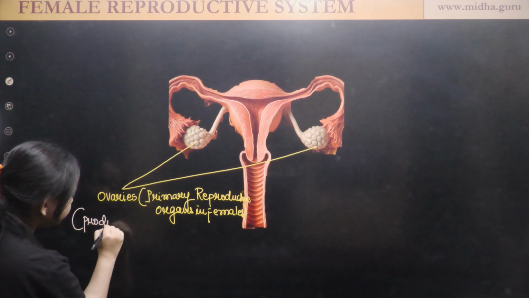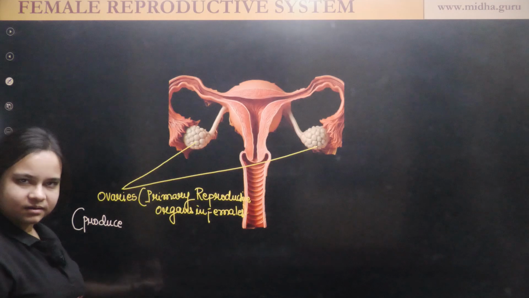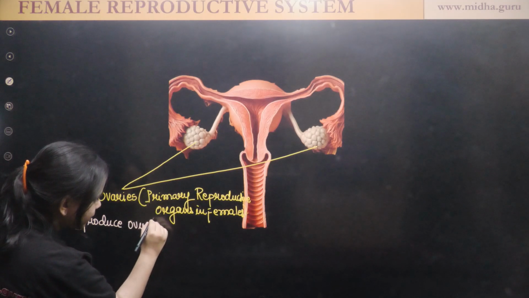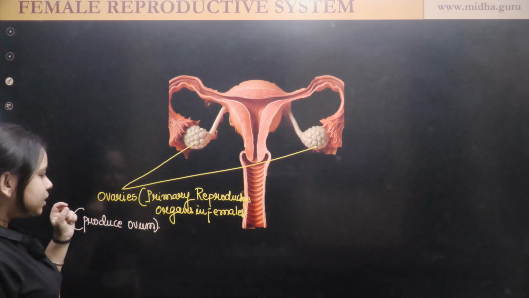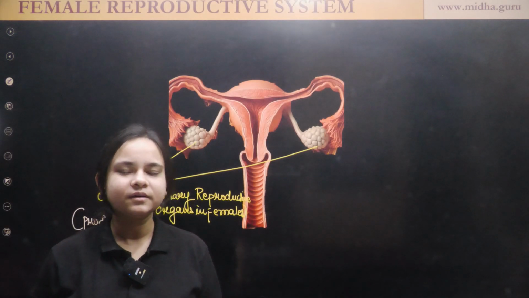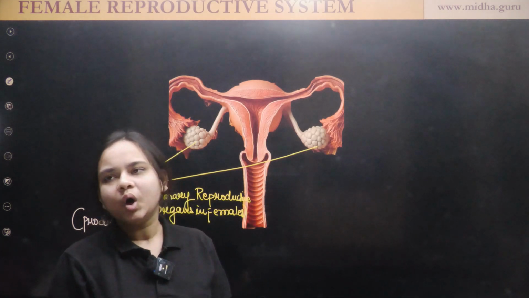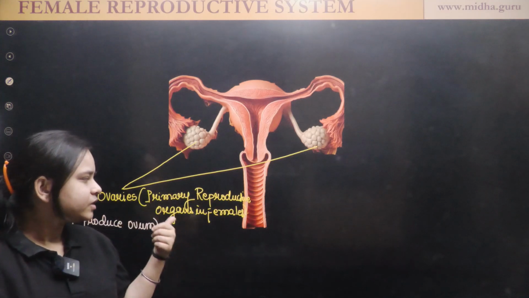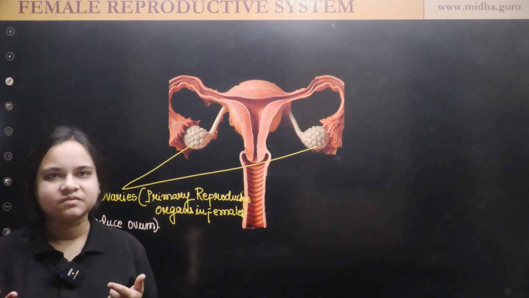We are going to mention the function simultaneously. So, produce ovum. Now I would like to highlight one thing here. Ovum basically is produced inside a follicle. What do we understand by the term follicle? Follicle is basically a sac or a bag-like structure inside which ovum develops. We are going to detail the process in the next video.